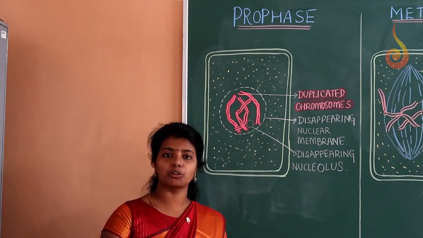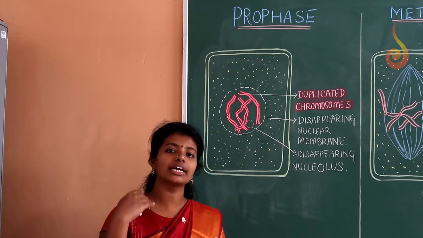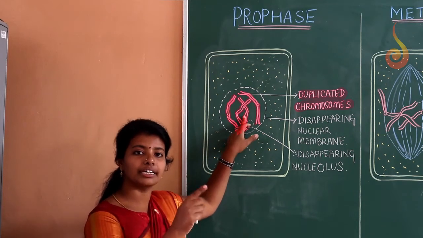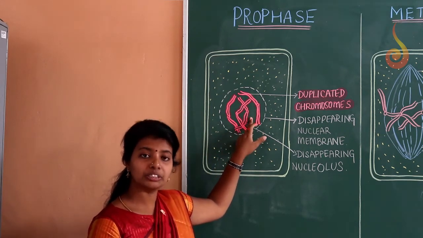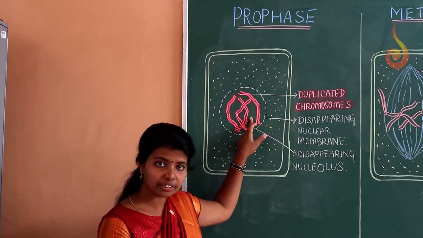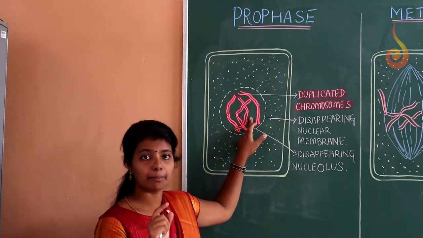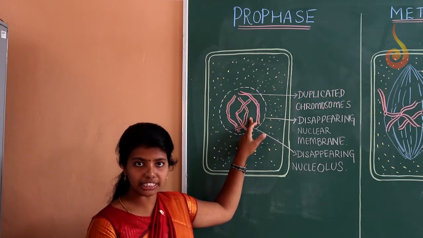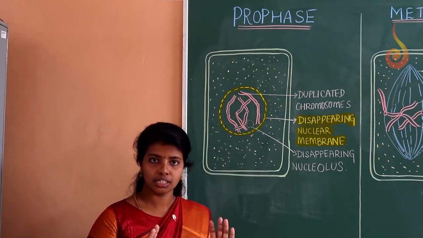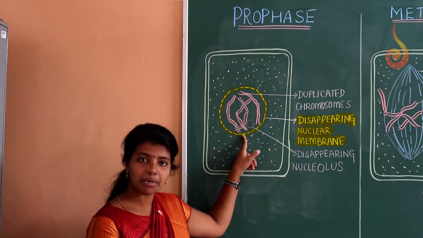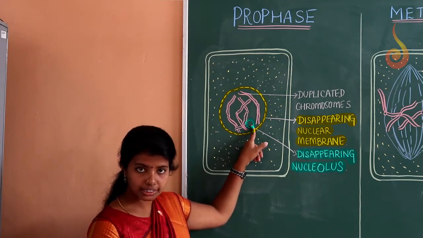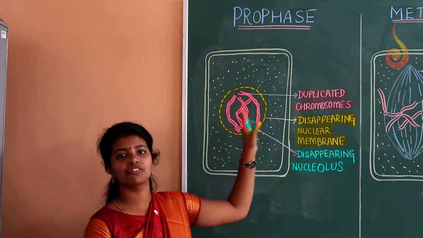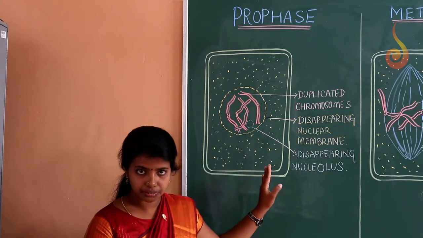Now to distribute the chromosomes, the parent cell has already duplicated its chromosomes. So we label this as duplicated chromosomes, and these chromosomes are now thick and short so that they appear dark compared to other cells. Now in the prophase stage, you have to notice a large nucleus with disappearing nuclear membrane, disappearing nucleolus and the duplicated chromosomes. So these are the characteristic features of the prophase stage.